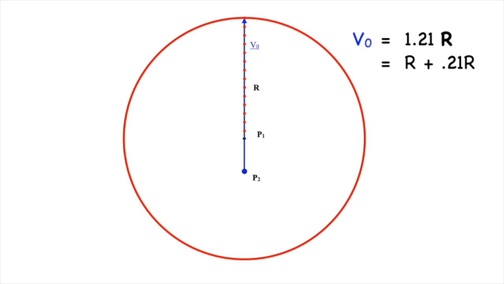Notice that because V0 can also be written as capital R plus 0.21 capital R, the distance from point P1 to point P2 must equal 0.21 times capital R. Having set up our vector space diagram to this point, let's go back to real space.